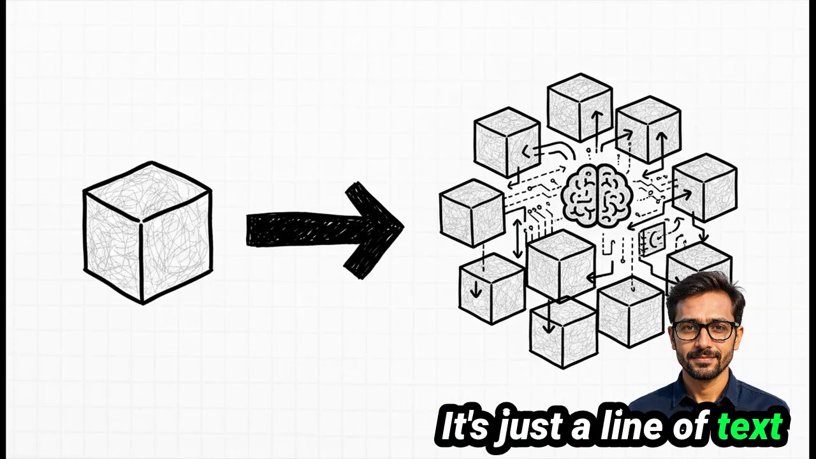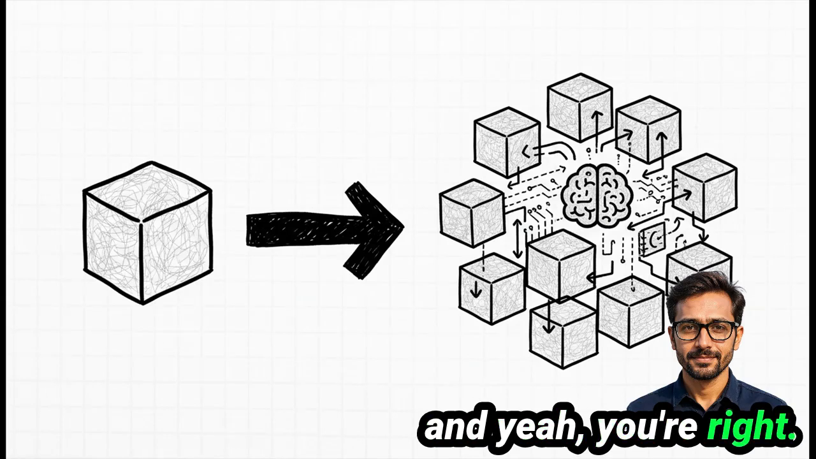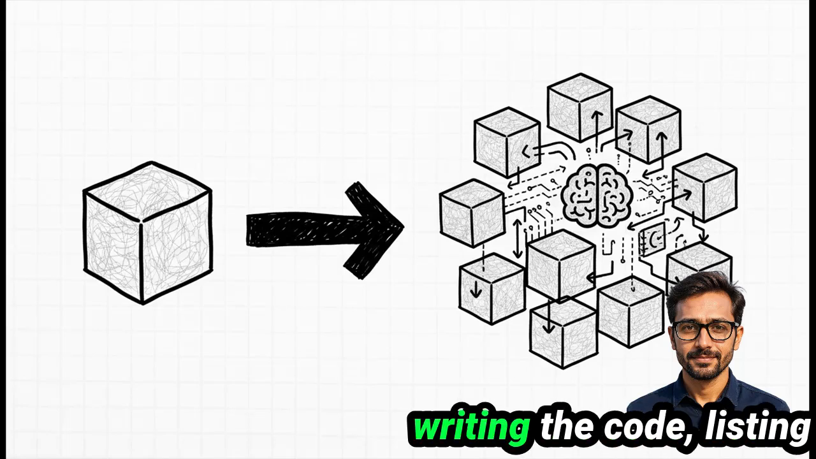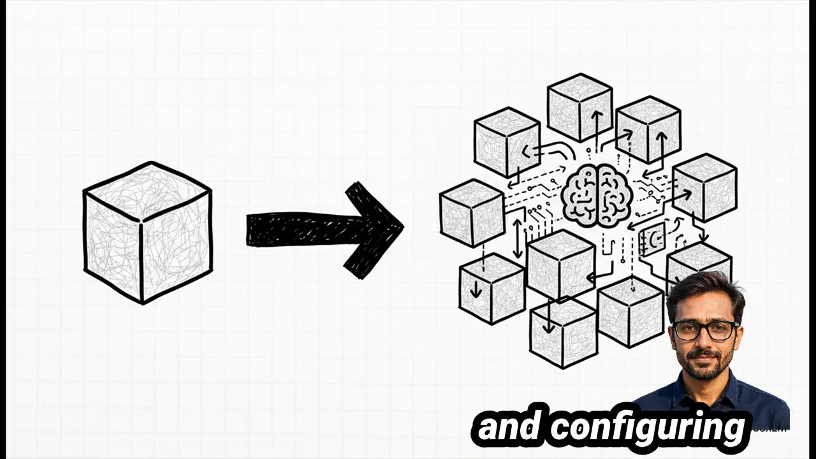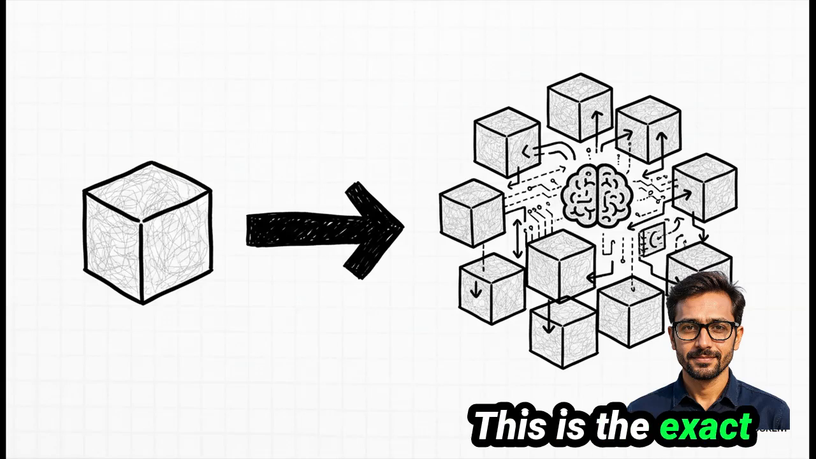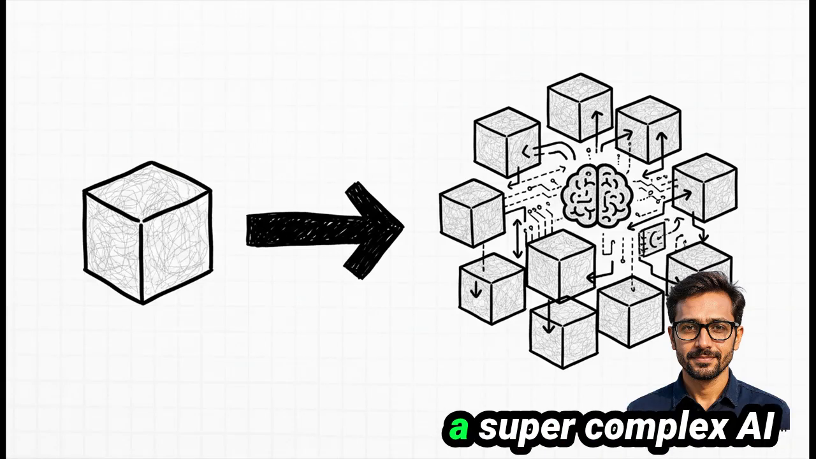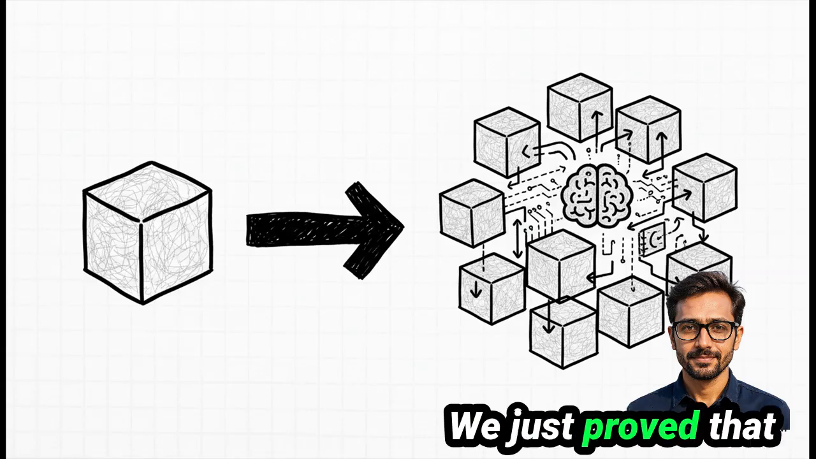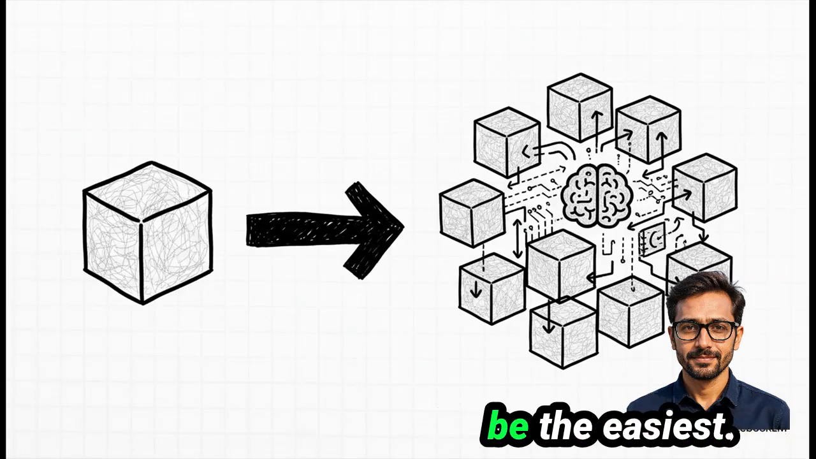Now, I know what you might be thinking. It's just a line of text. And yeah, you're right, but don't gloss over what we just accomplished. This simple process, writing the code, listing the dependencies, and configuring the deployment, this is the exact same foundation you would use to deploy a super complex AI chatbot or some powerful data tool. We just proved that the part that feels the hardest can actually be the easiest.